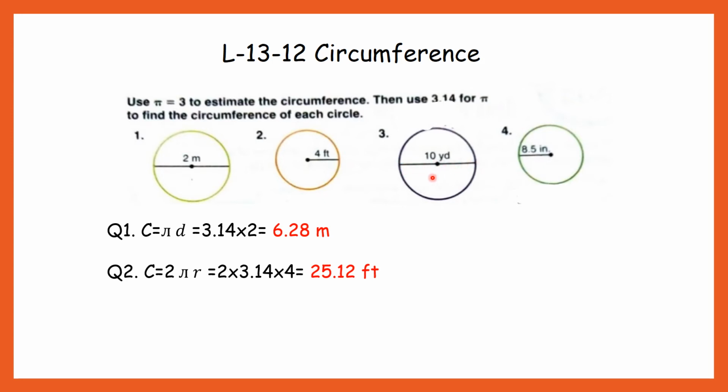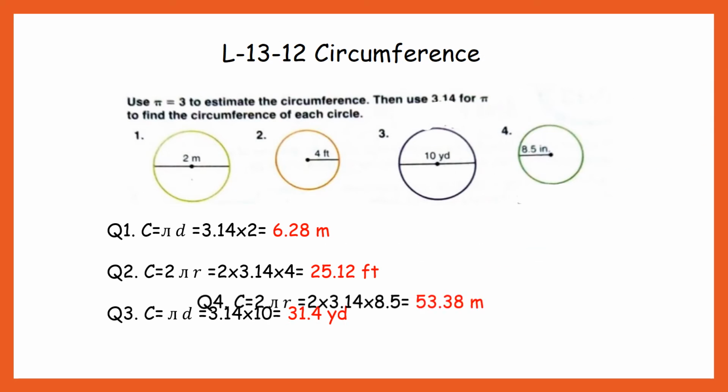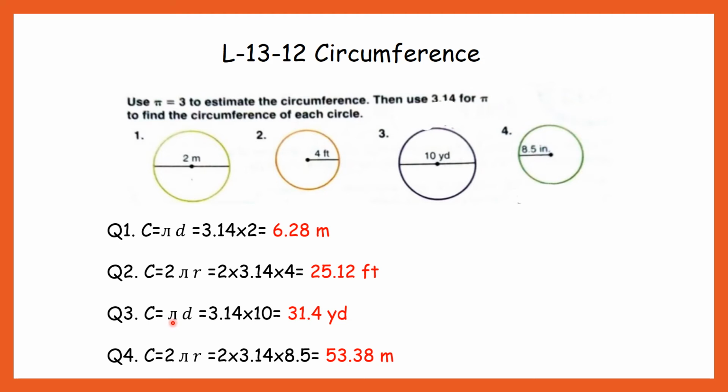Then what is the formula? Circumference C is equal to pi d. Yes, pi d. Okay, then 3.14 multiplied by 10, 31.4. The same, this is your radius, 2 pi r, and 2 multiplied by 3.14 and 8.5. The answer is 53.38. I think this one is clear how to find the circumference if d is given and r is given.